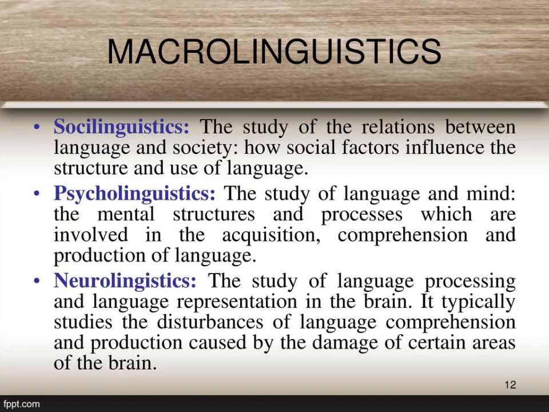While on the other hand, these sub-branches come under the umbrella of macrolinguistics. The first one is sociolinguistics. It is the study of the relations between language and society, how social factors influence the structure and use of language. Second one is psycholinguistics. It is basically the study of language and mind, the mental structures and processes which are involved in the acquisition, comprehension, and production of language. The third one is neurolinguistics, the study of language processing and language representation in the brain. It typically studies the disturbances of language comprehension and production caused by the damage of certain areas of the brain.